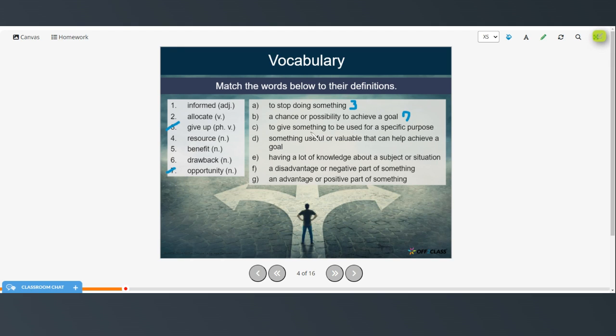To give something to be used for a specific purpose would be number 2, to allocate. Something useful or valuable that can help achieve a goal, that would be number 4, a resource. Having a lot of knowledge about a subject or situation would be number 1, informed. A disadvantage or negative part of something is number 6, drawback. And an advantage or positive part of something is number 5, benefit.